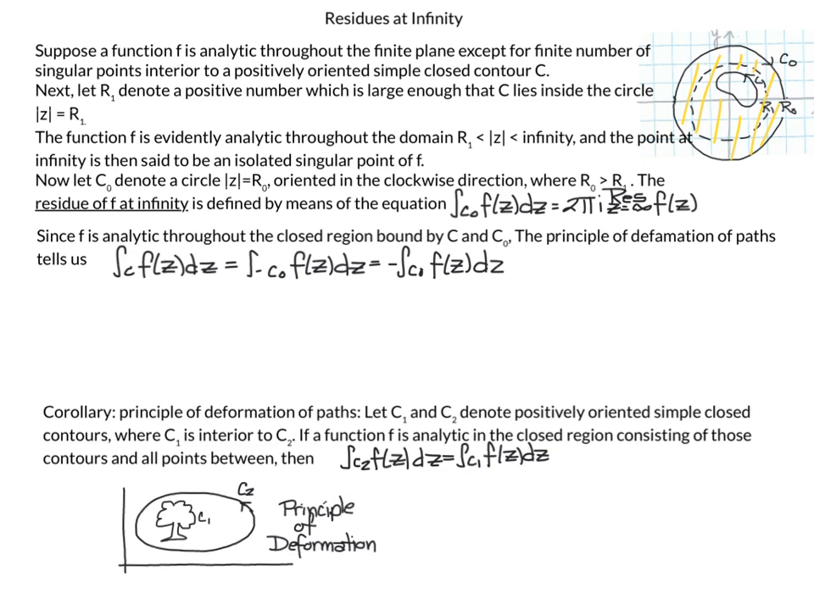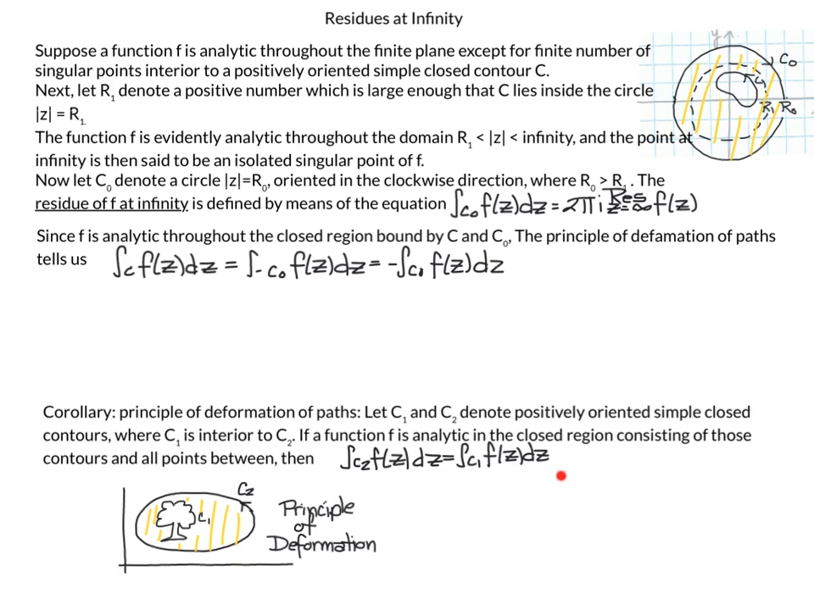And for your reference, I have our principle of deformation of paths here. This is from our previous video in chapter 4. So we said let C1, which looks like a tree, and C2 both denote positively oriented simple closed contours where C1 is interior to C2. So if a function is analytic in the closed region consisting of those contours and all the points in between, over here, as well as the contours, then essentially we can deform this path C1 until it becomes C2. So the closed contour integral over C2 of f of z dz is equal to the closed contour integral over C1 of f of z dz.